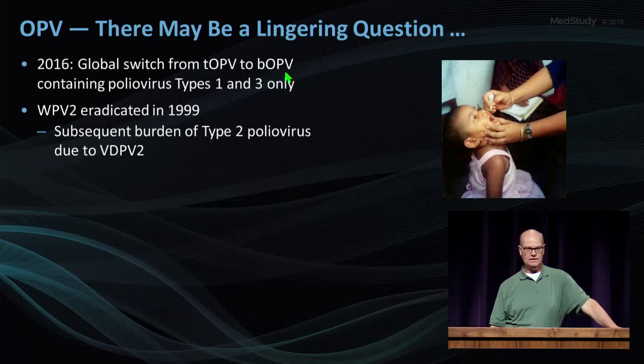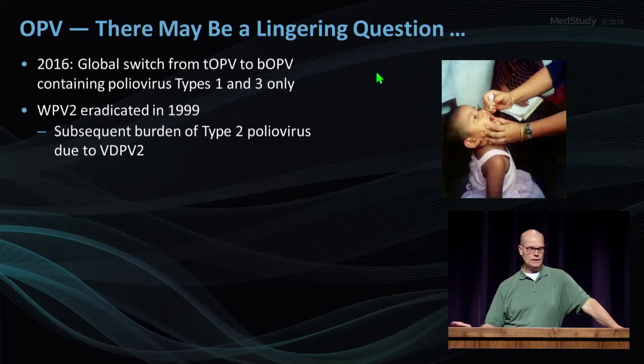Remember, OPV is a live vaccine. The reason we no longer use it in the States is because on very rare occasions, either the child or a close contact contracted polio following vaccination. But OPV is still used in many parts of the world. Because of vaccine-associated disease, the trivalent has been replaced by the bivalent vaccine.